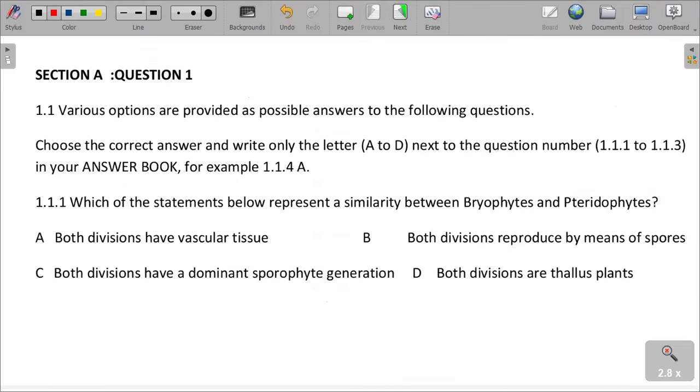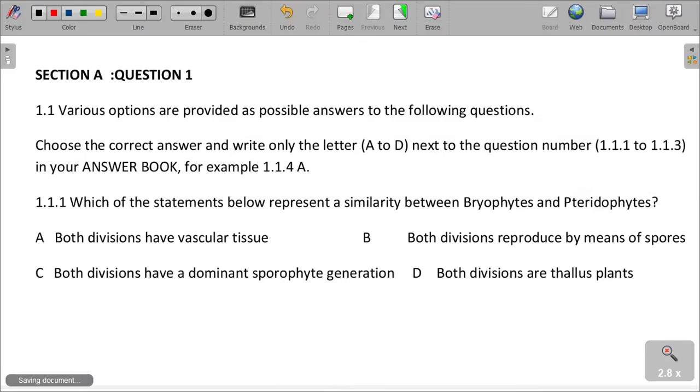We go straight to question number 1, which I want you to understand that the answers that are given here are more or less correct, but we want the most correct one, the most accurate one, amongst the given options that are there. So we are asked: which of the statements below represents a similarity between bryophytes and pteridophytes? We have talked about classification of plants. I want you to understand that when we are looking at these, we are looking at plant kingdoms.